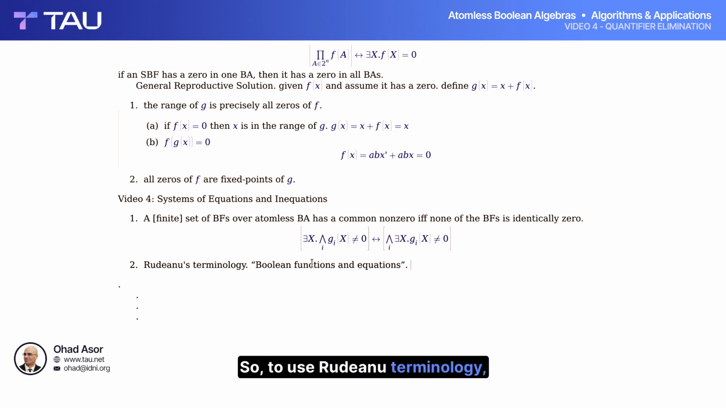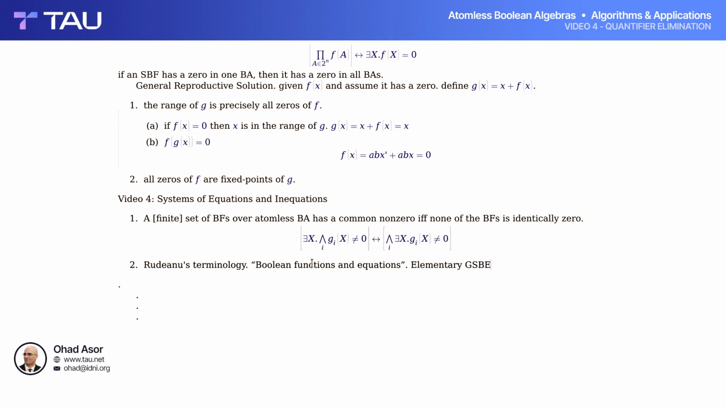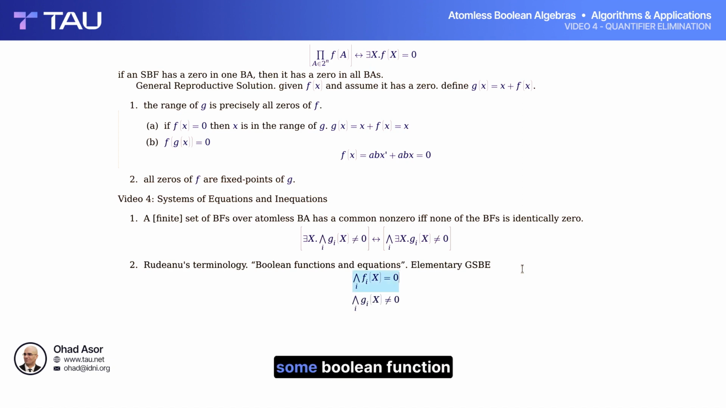So to use Rudeanu's terminology, we define an elementary generalized system of Boolean equations. It looks like this. You have a bunch of positive constraints, some Boolean function equals 0, and a bunch of negative constraints, some Boolean functions not equal 0. All finite. Whenever we speak about systems of equations, there are only finitely many equations. This statement is trivially false if we allow an infinite system, because you can simply say that all elements are different from some certain element, and it's of course going to be false. All atomless Boolean algebras are infinite, and therefore you cannot say this in this finitary setting.